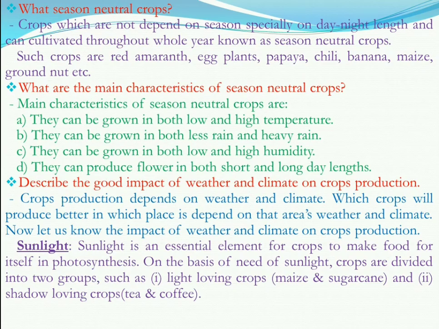Now let us look at another aspect of the impact of sunlight. On the basis of day length sensitivity, crops are divided into three types. That means sunlight falls for a long time in one period and for less time in another period. In summer season we get sunlight for almost more than 12 hours, and in winter season we get less than 12 hours of sunlight. So on the basis of that, crops are divided into three types.